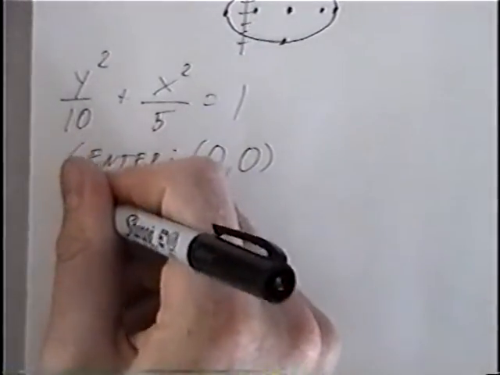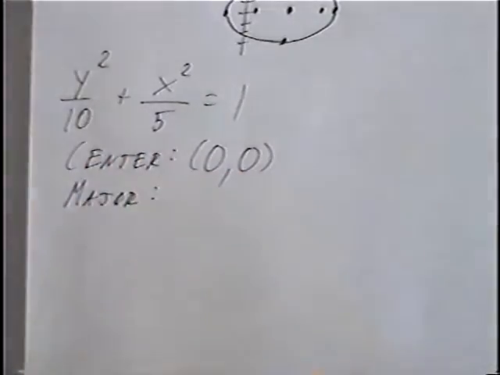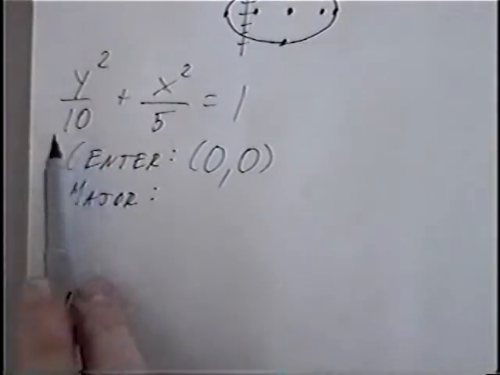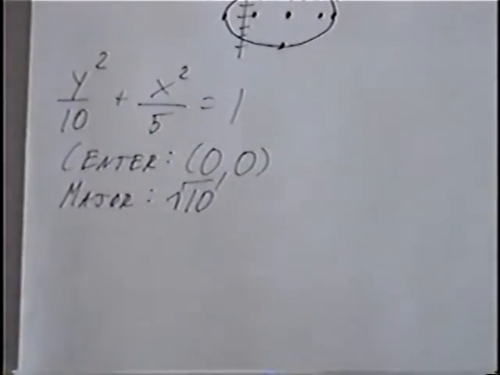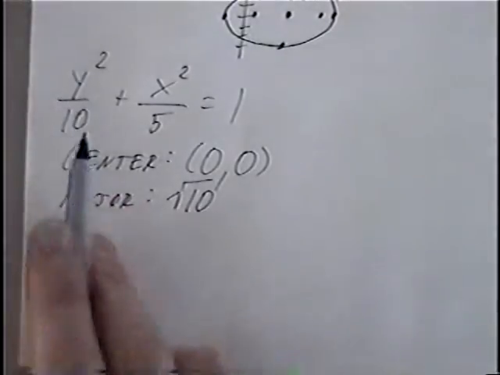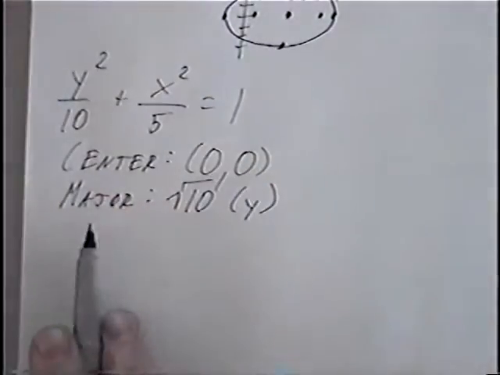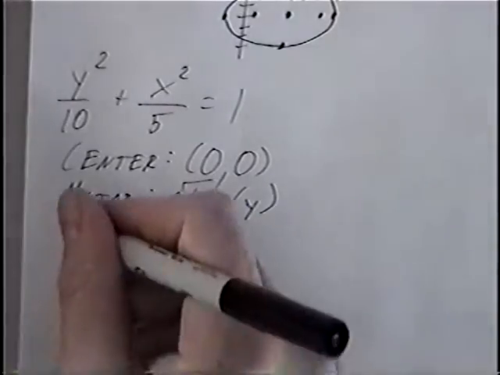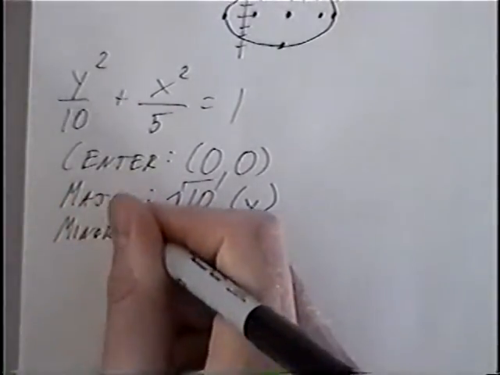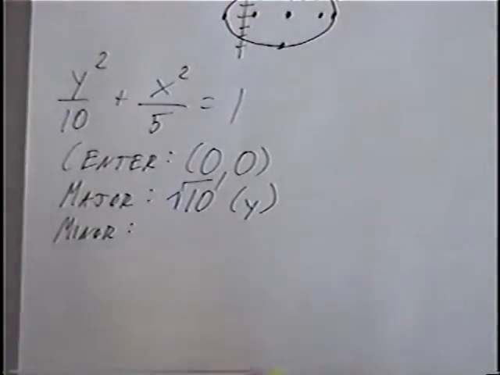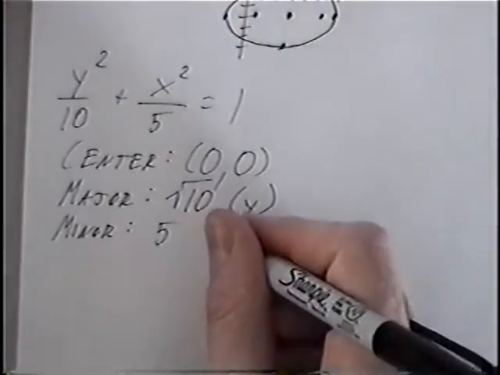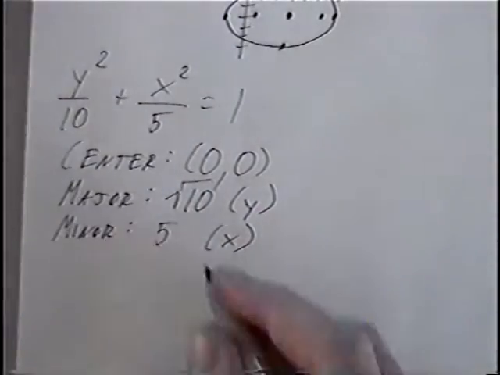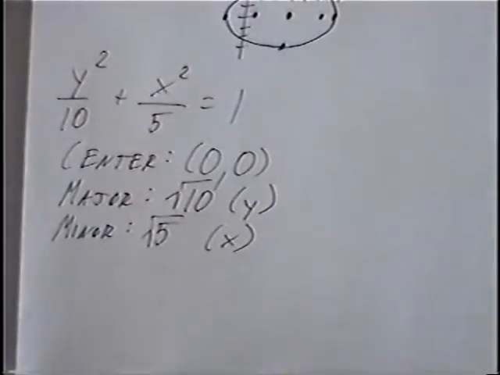The major axis, again, is the bigger number underneath the fraction, which would be 10. The major axis would be the square root of 10, which would be just over 3. And again, this comes from the fraction with the y, so this time the major axis will be in the y direction. The minor axis is the smaller number, which would be 5. And again, underneath the x, so this will go in the x direction, and we always take the square root to find the minor and major axis.